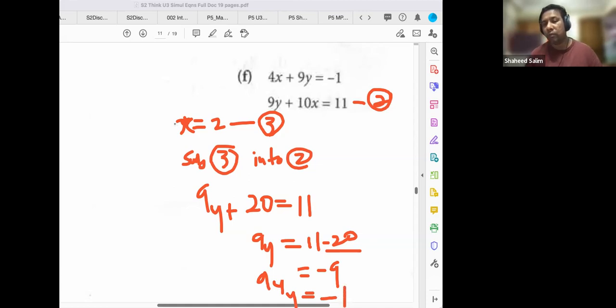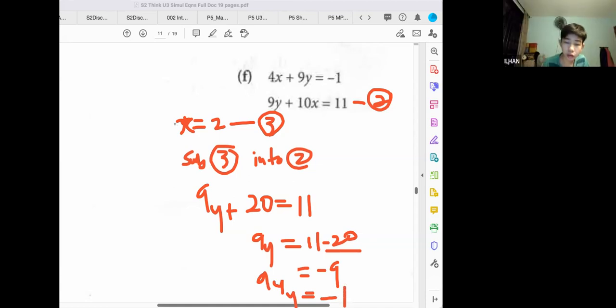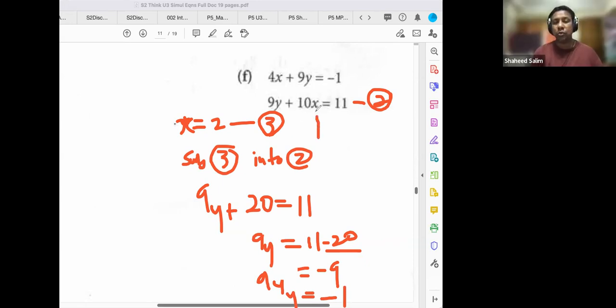How? Where do you get the 20 from? Okay, 20 there. You say x is 2, right? So I substitute. 10 times 2 is 20. Right? Can? Can or not? Can, I move on, okay?